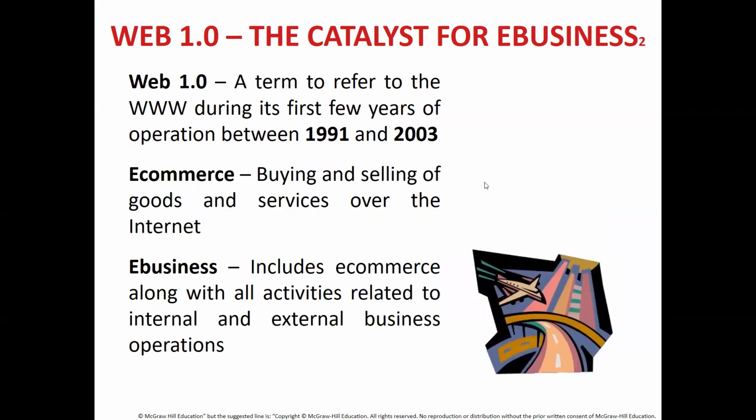Web 1.0 refers to the World Wide Web during its first few years of operation between 1991 and 2003. By the way, the first website that was ever developed was developed by an individual by the name of Tim Berners-Lee, on the 6th of August 1991, approximately 30 years from now. So within those 30 years, there has been a lot of development in the World Wide Web.